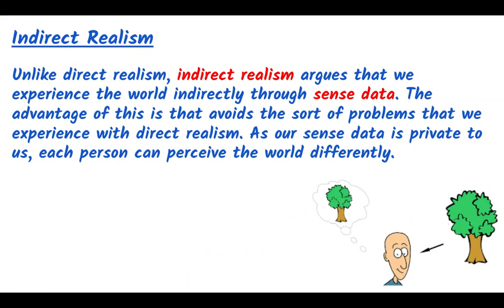Right, so the next theory is indirect realism. Unlike direct realism, indirect realism basically argues that you experience the world indirectly through sense data. The advantage of this argument is that it avoids some of the problems that we experience with direct realism. One of the things that we note here is that our sense data is private to us, and as such, each person can perceive the world differently.